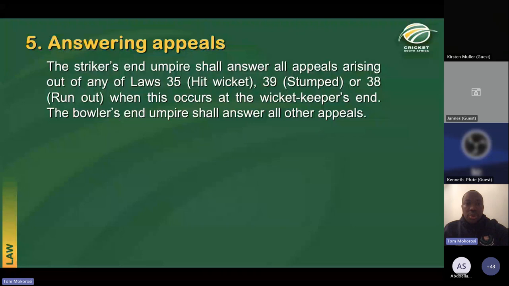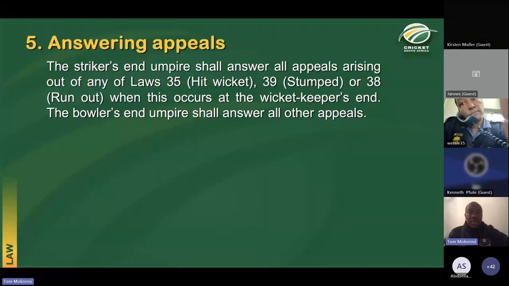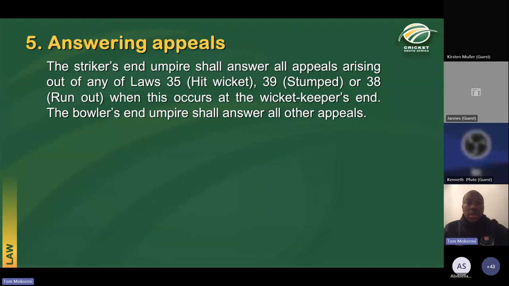And we will go through all the modes of dismissals on Thursday. So it tells us that there are 9 modes of dismissals. The striker's end umpire only answers to, let's call it 2.5 of those modes of dismissals. Why? Because a run out can happen either at the wicketkeeper's end or at the bowler's end.